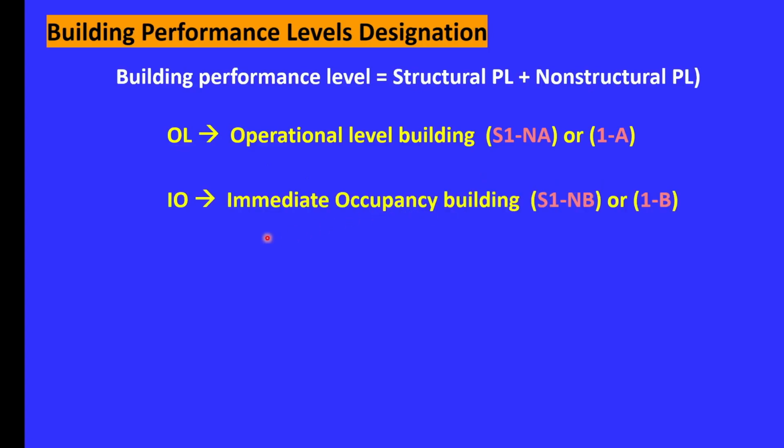Then you can have the IO performance level for building. So it is a combination of IO for the structure and immediate occupancy for the non-structural performance level. We have seen it, NB is immediate occupancy. So S1 NB, or in short 1B. So 1B is immediate occupancy building. Its performance is also very good, and I'll be happy if I have a building like this.